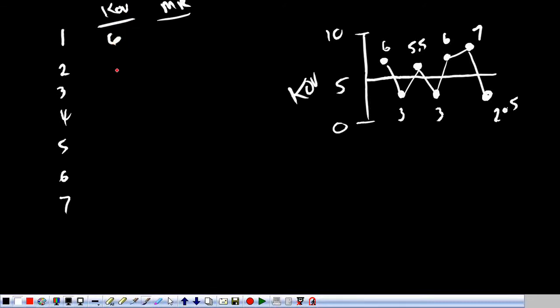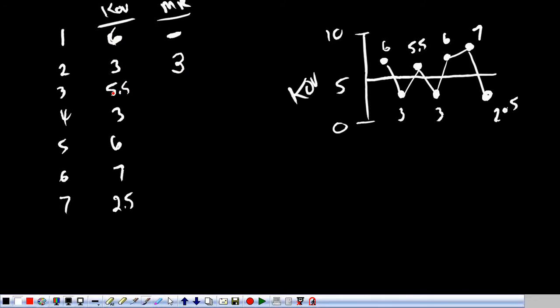So here my KOV is 6. I'm going to write all these down. Then a 3, then a 5.5, then a 3, then a 6, then a 7, and then a 2.5. Right? Now here's what the moving range is. The moving range is the difference between the specific data point and the point that preceded it. So here we can't do anything about it. Nothing there. On this one, however, this is equal to 3 minus 6, which is negative 3, but we only use positives. So the moving range here is 3. Got it? 3 minus 6 is minus 3, but we just use the absolute value.